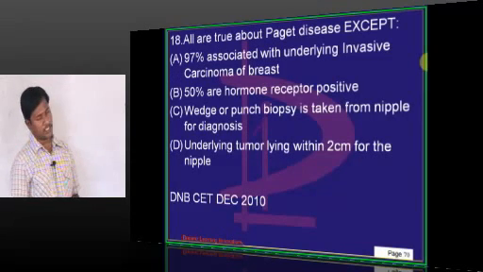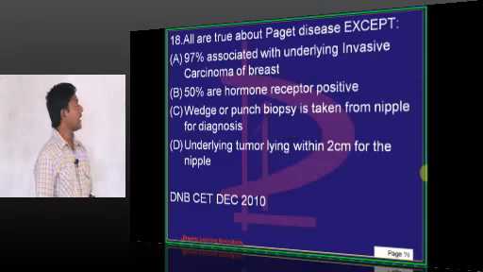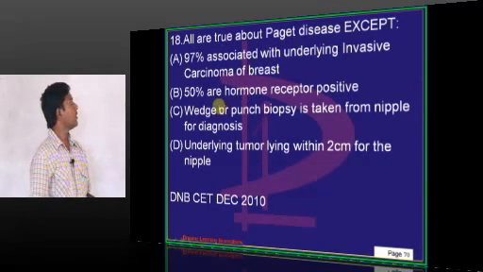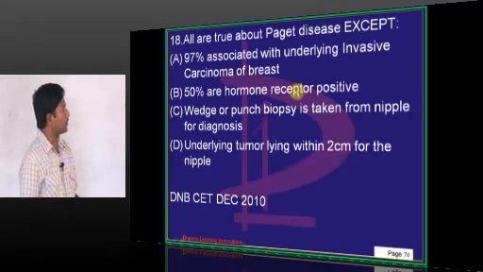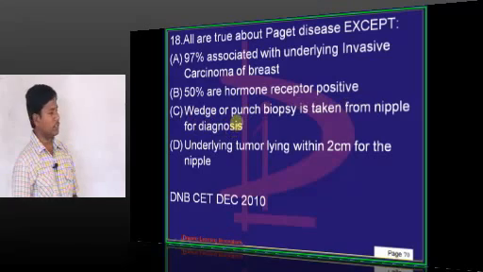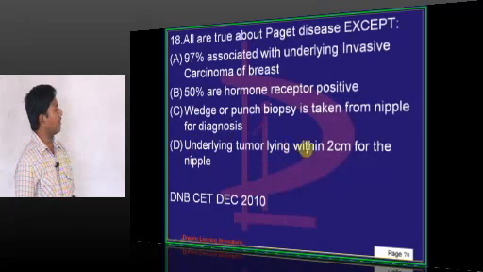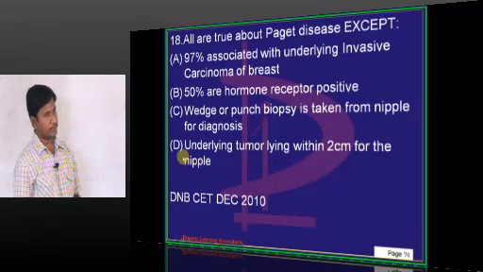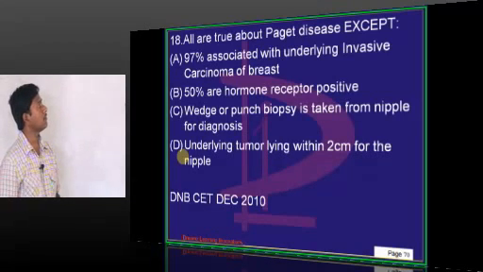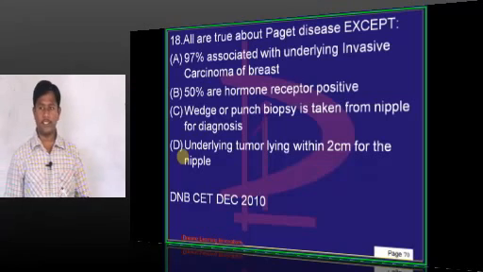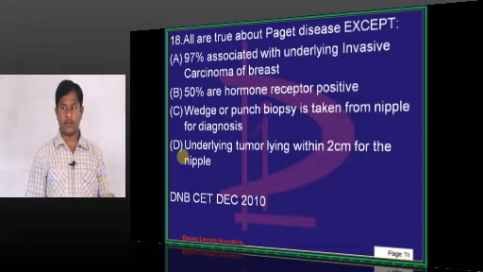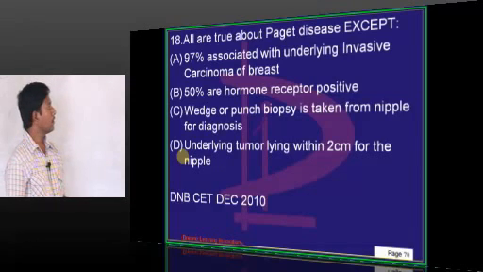All are true regarding Paget's disease: 97% associated with underlying invasive carcinoma of breast, 50% are HR positive, wedge or punch biopsies taken from the nipple for diagnosis, underlying tumor lying within 2 centimeters from the nipple. Or is 50% more or less? More than 50% you have positive, less.